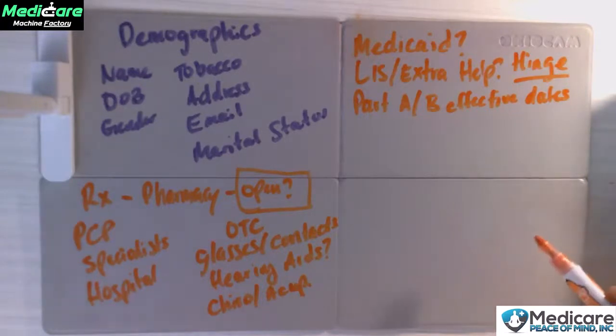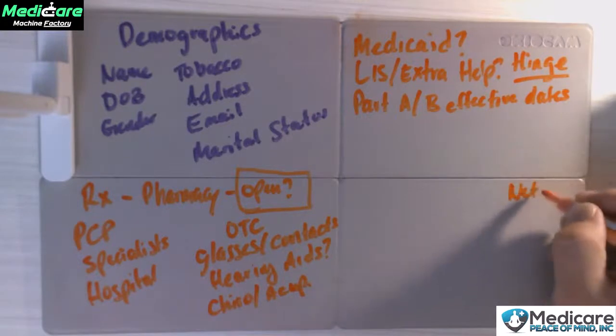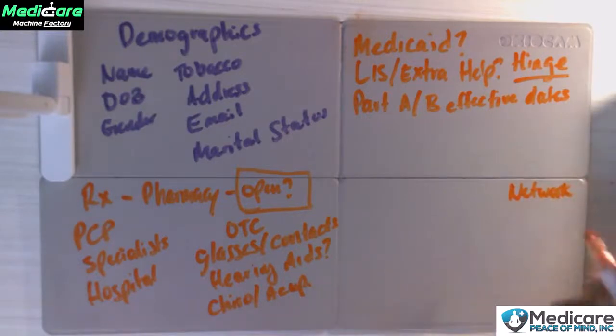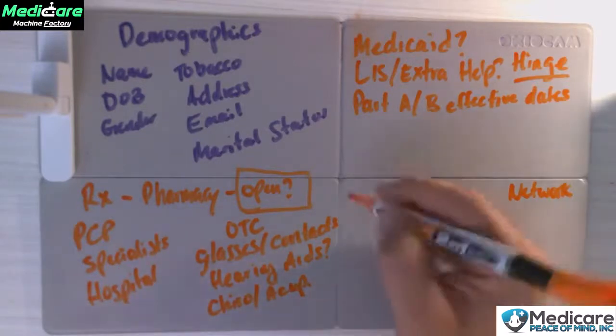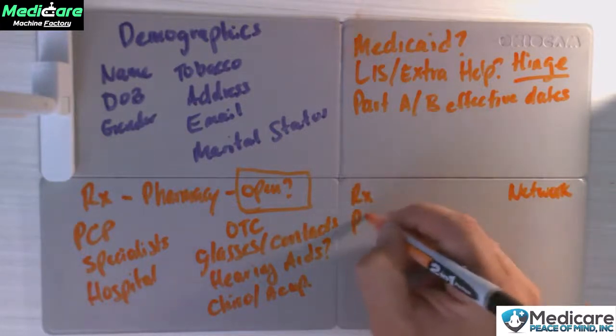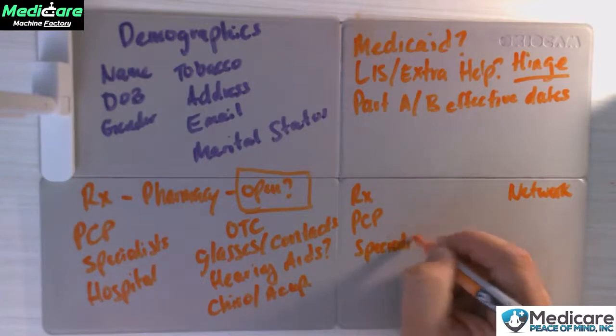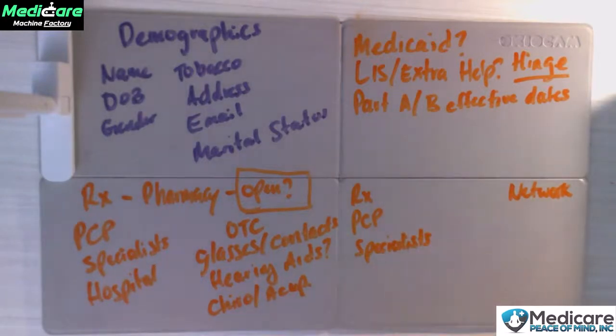And then the last one I call the network category. Some of these would cross over into both, and I'll show you why. A couple of these that I would do on both is I would look at RX, I would look at PCP, I would look at specialists. So that's going to be in both categories, but you only want it once on your list. I just want you to see that it goes to both categories.